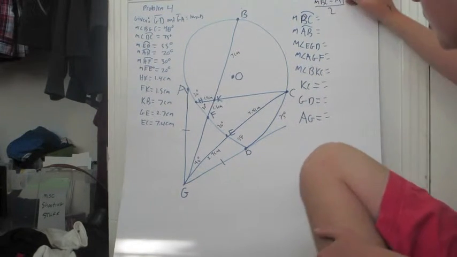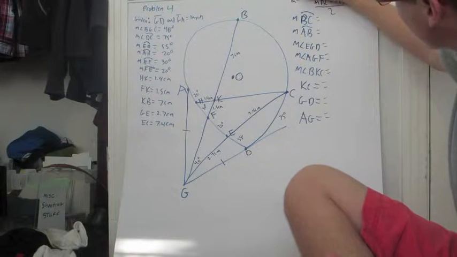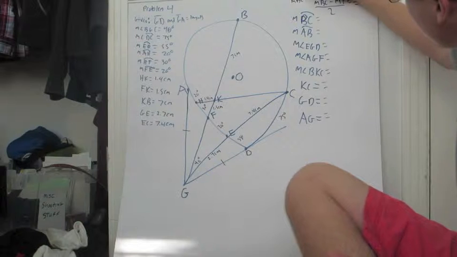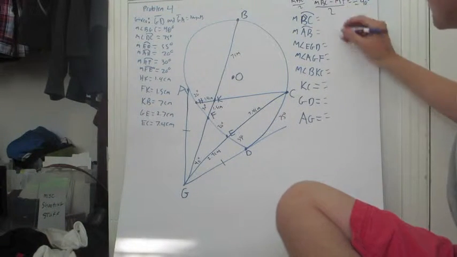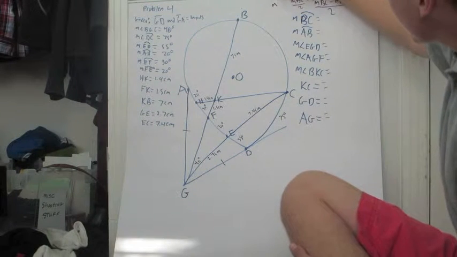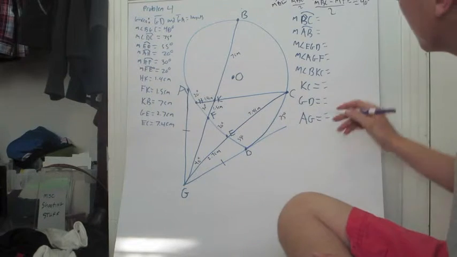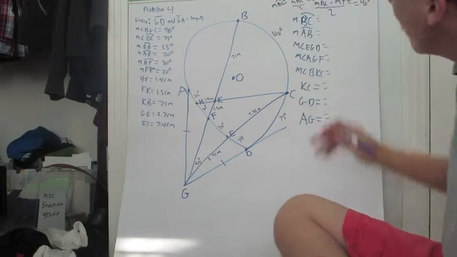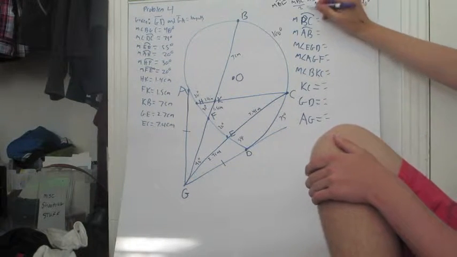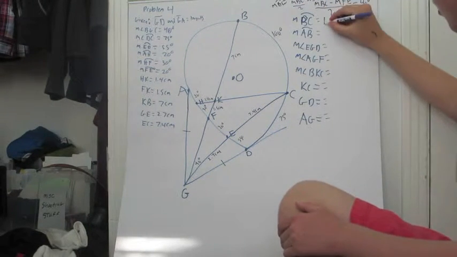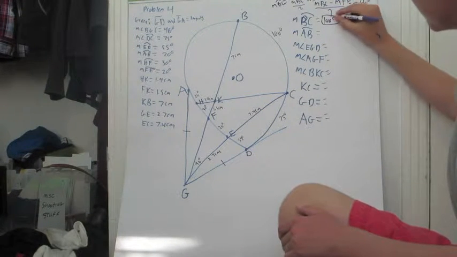So once we plug that in, we can find out that the measure of arc BC minus 20 over 2 equals 40. So we can find out that the measure of arc BC would be 100 degrees. And once you multiply 2 over and then add 20, you would get 100 degrees. So the measure of arc BC is 100 degrees.